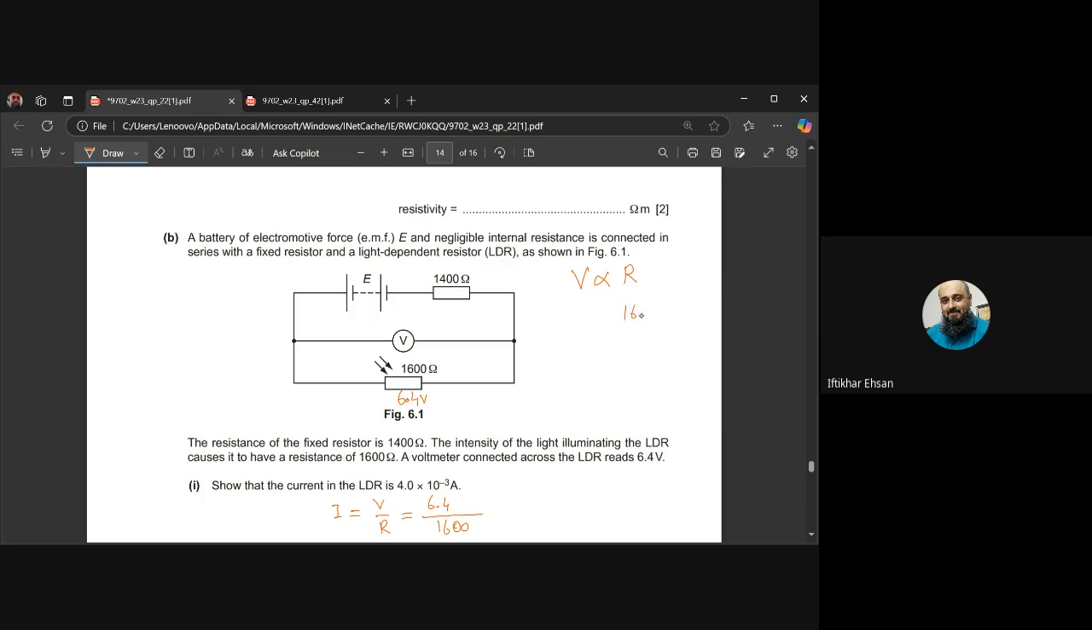If 1600 is receiving a voltage of 6.4, then how much voltage will 1400 receive? Let's say X. So cross multiply, or better to take their ratio to be the same. V1 over R1 is equal to V2 over R2. We use this formula, right? Can you suggest the value of X?